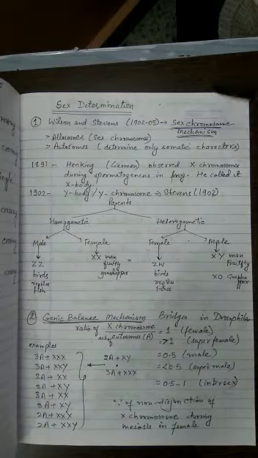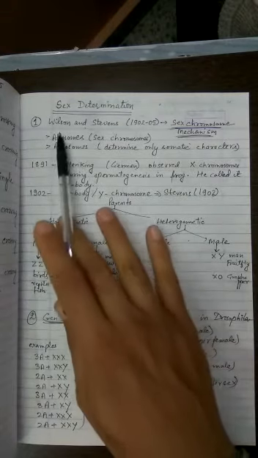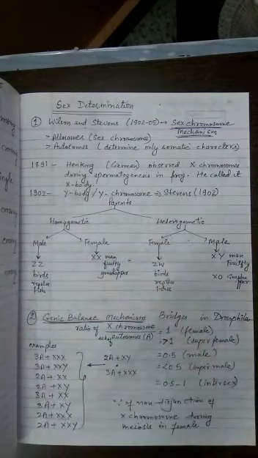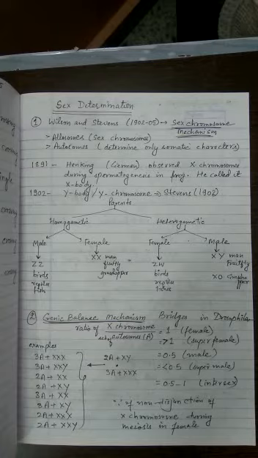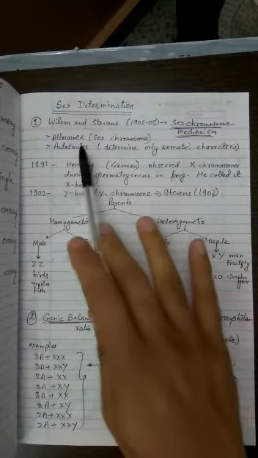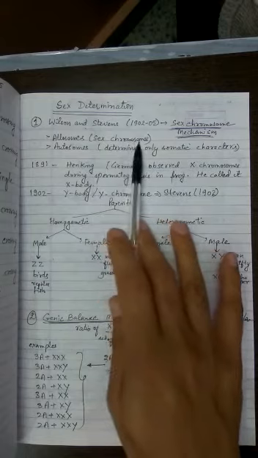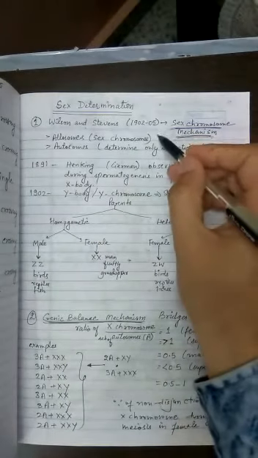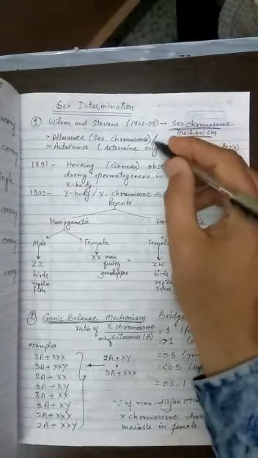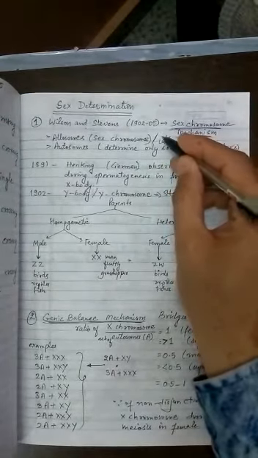The first method of sex determination was proposed by Wilson and Stevens in 1902 to 1905, and that mechanism is the sex chromosome mechanism of controlling sex determination. That means there is a chromosome which controls the sex. The chromosome which controls the sex of an individual is called the allosome, also called the idiochromosome.